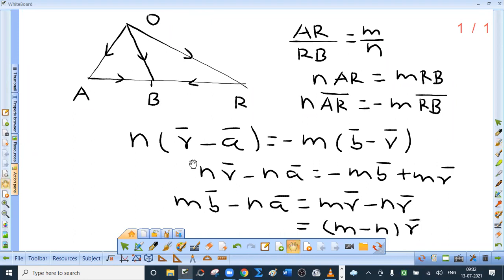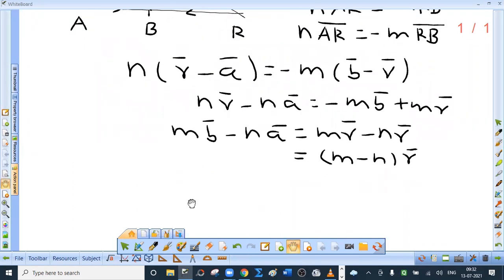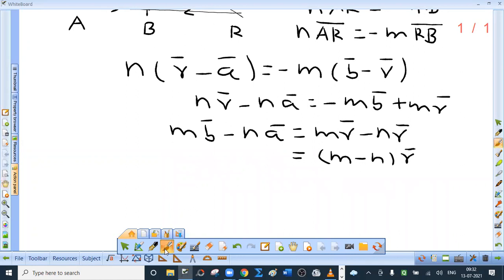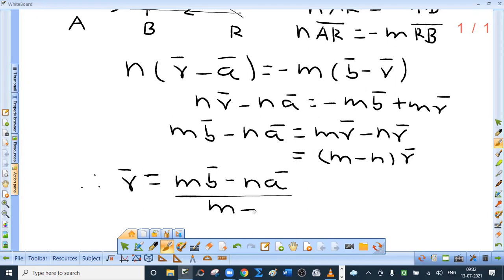Now M cannot be equal to N because it is a point of external division. And therefore, what is R bar from this? It is MB bar minus NA bar upon M minus N. So this is the section formula in case of external division.